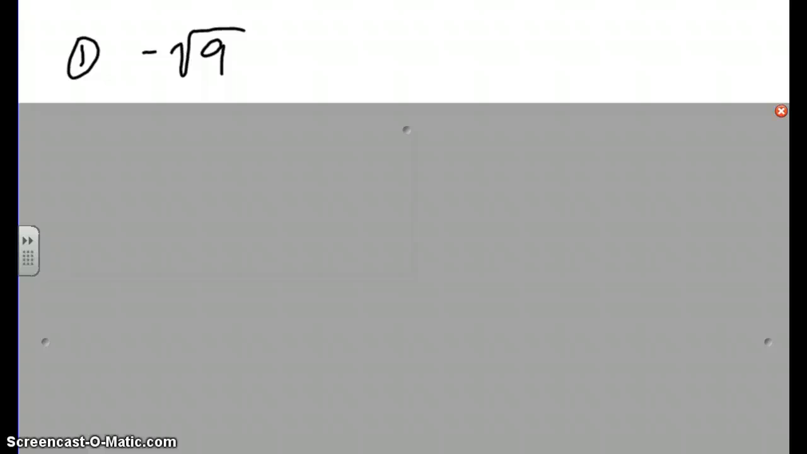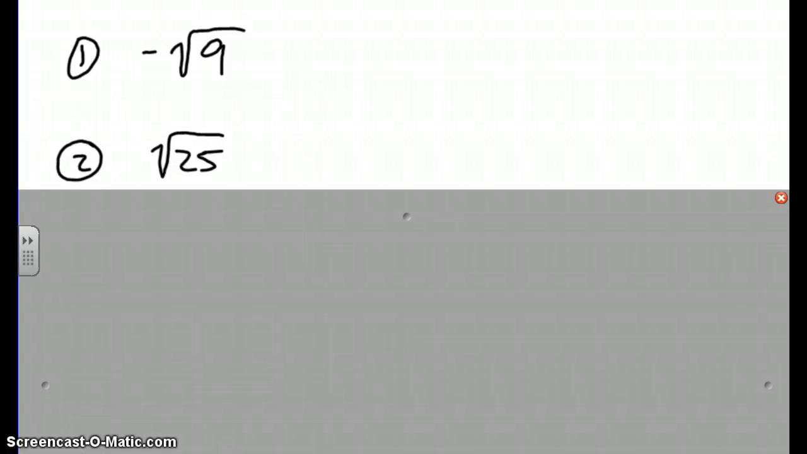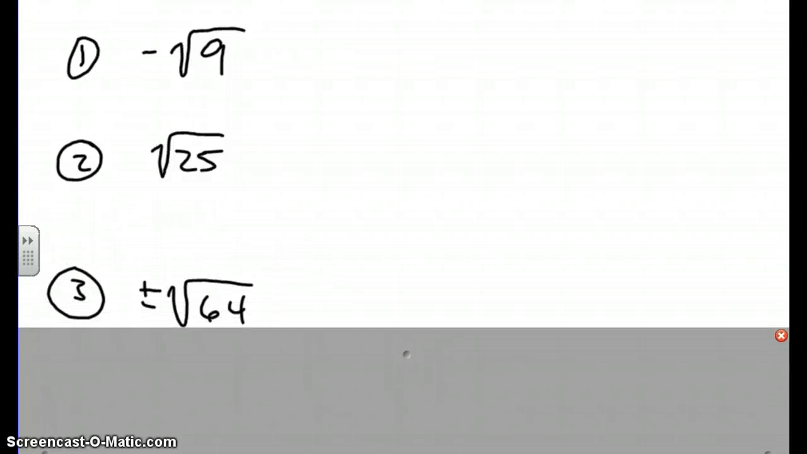So what is a negative root? What is the negative square root of 9? 3, 2, 1. -3. Good job, -3. How about this? Because they showed us a negative in number 1, number 2 has no negative, so which root are they asking for here? Positive. Or we call it the principal root. And so the principal root of 25 is 5.